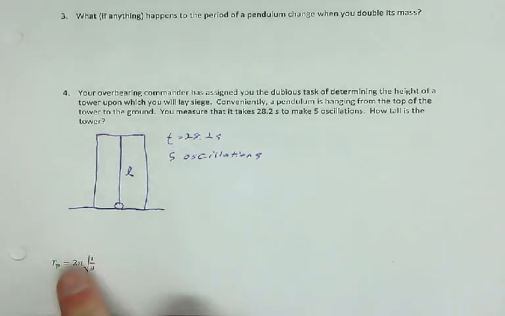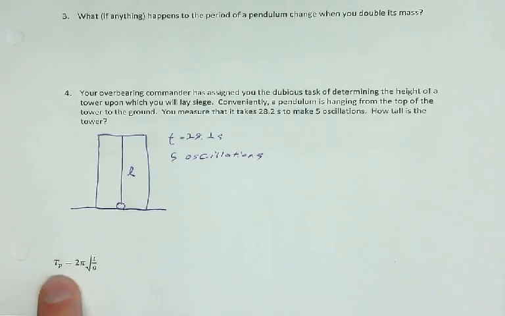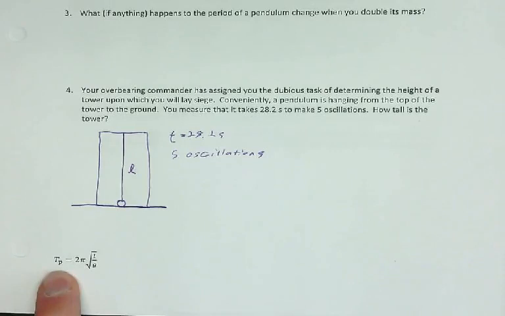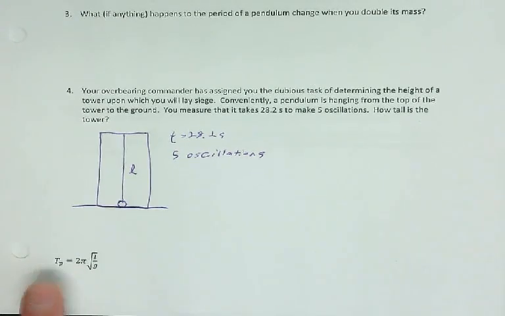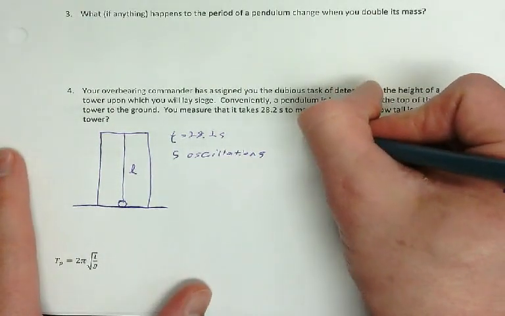So the equation is period is equal to 2 pi square root of L over G. If you're wondering what this P is here next to the T, that's just to remind you it's a pendulum, not a spring. So you don't get the two equations confused, because they're really easy to get confused. Okay? All right. So period is equal to 2 pi square root of L over G.